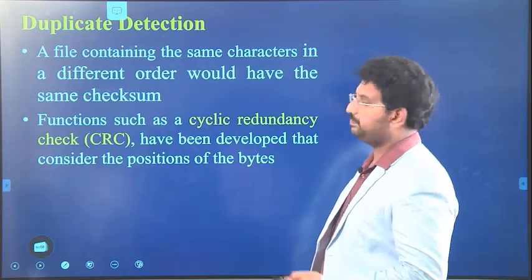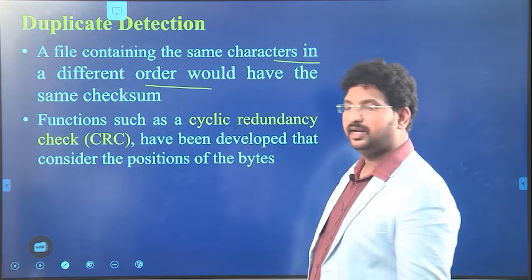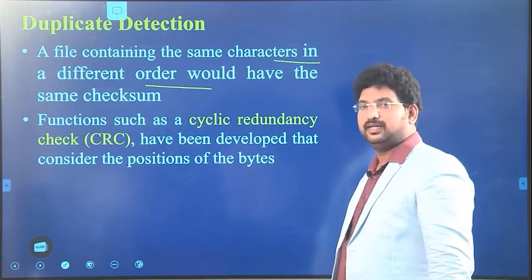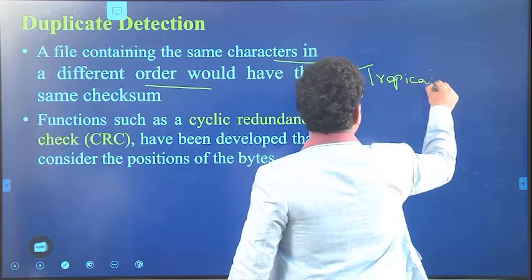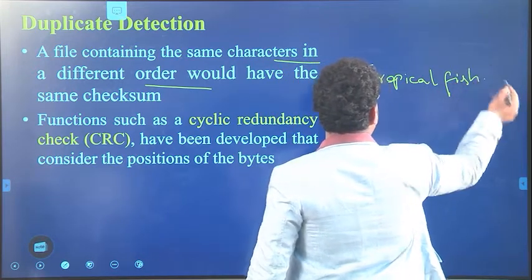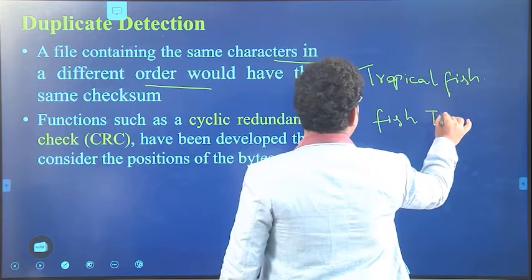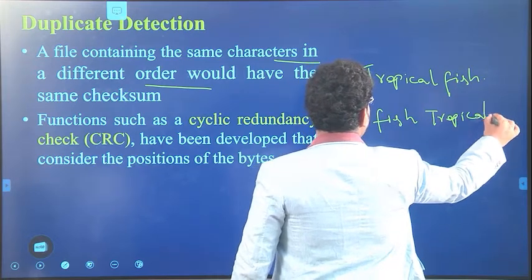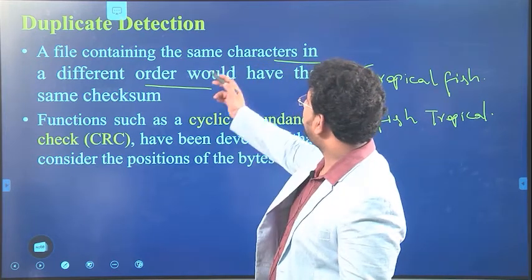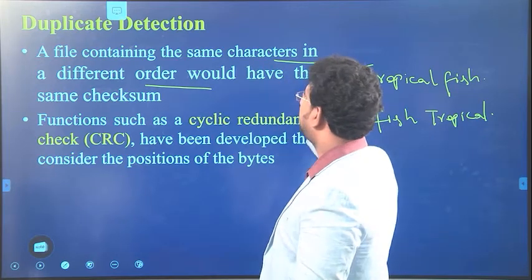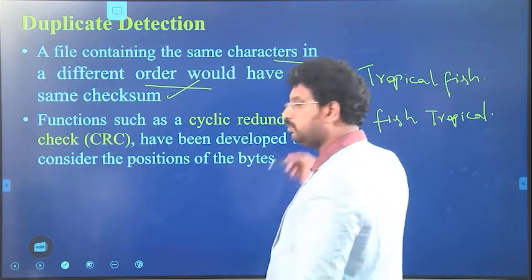Next, consider a file containing the same characters in different order. For example, the words we have seen, "tropical fish", and that will be "tropical fish". This is the one order which is present in one document. In another document it is present like this: "fish tropical". Now you have the question, are both the same or not? Yes, obviously it is the same. The file containing the same characters in different order would have the same checksum. Whenever you calculate the checksum for this one, both are the same.